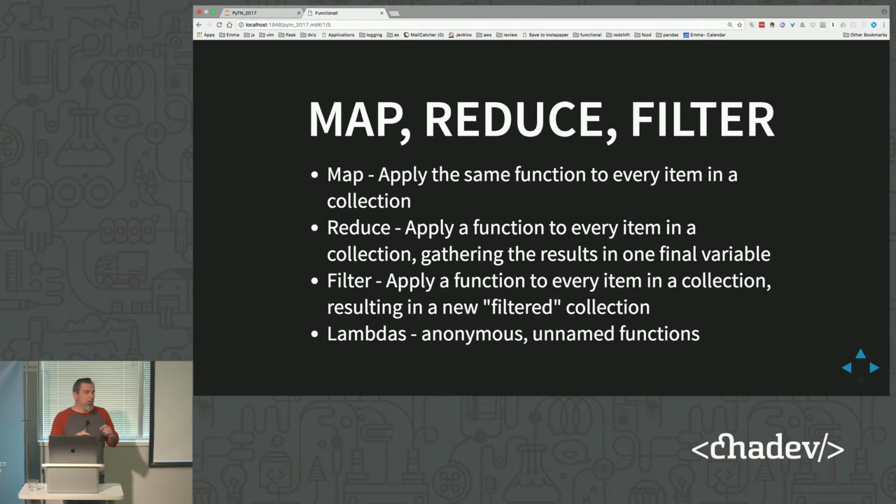A helpful little tool in doing map, filter, and reduce are lambdas, or anonymous functions, or unnamed functions. They're typically one-liners, something very quick that you don't have to write out a whole definition for. You can just throw it in line most times and quickly have your whole map, filter, or reduce right there in one line.